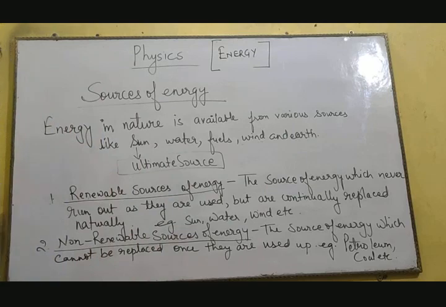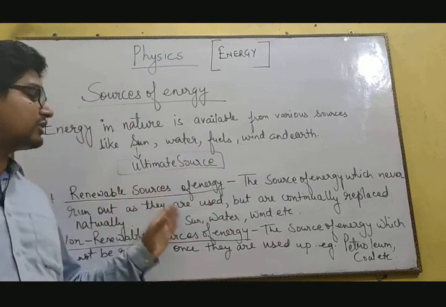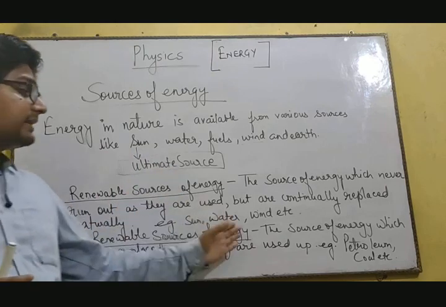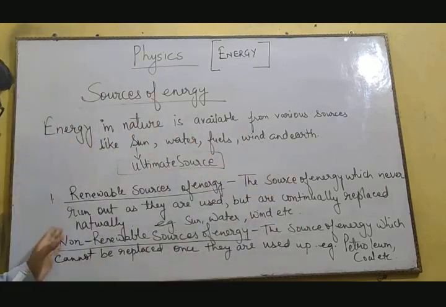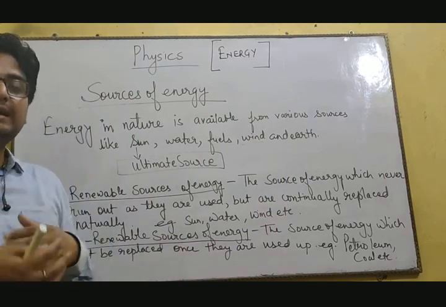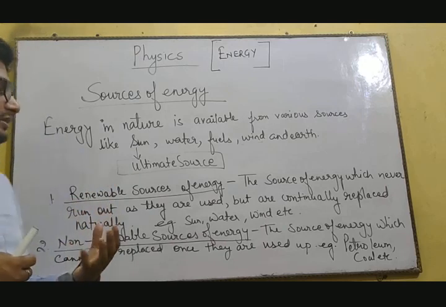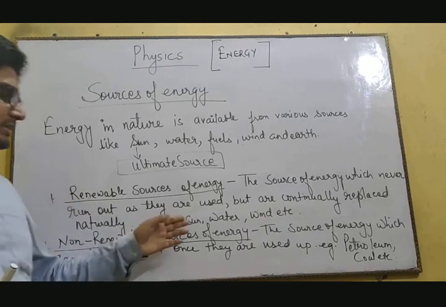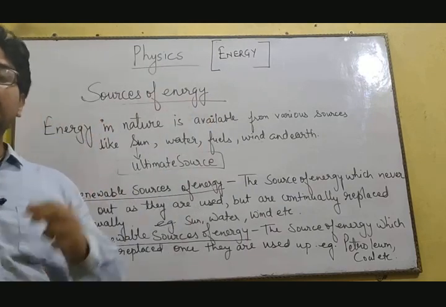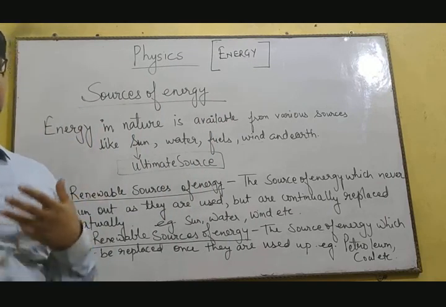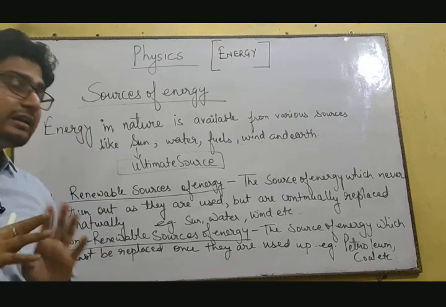What are renewable sources of energy? The sources of energy which never run out as they are used. Whenever you use them, they will never get empty or run out, but are continuously replaced naturally. When you use this form of energy, the same kind of energy will come again, and when you use that also, more of the same energy will come. So this energy will never get exhausted. It will always be present, like the sun. Daily the sun is going to rise, and daily the heat energy and the light energy of the sun will reach the earth. So daily we can use that form of energy, and it never runs out.